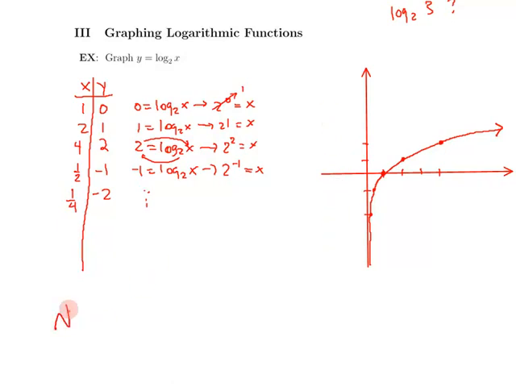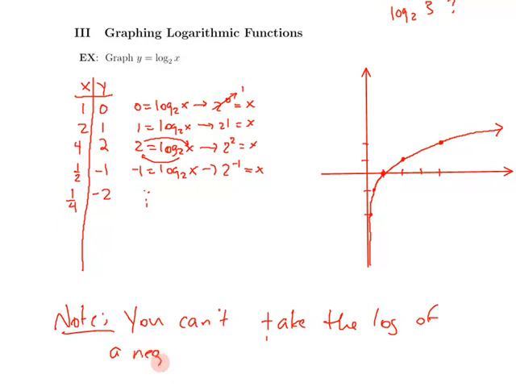And the reason is because we can't plug in negative numbers in for x. You can't plug in 0 for x. You can't plug in negative numbers for x, because you can't take the log of a negative number or of 0. So that's why this thing only appears on the right-hand side of our graph.